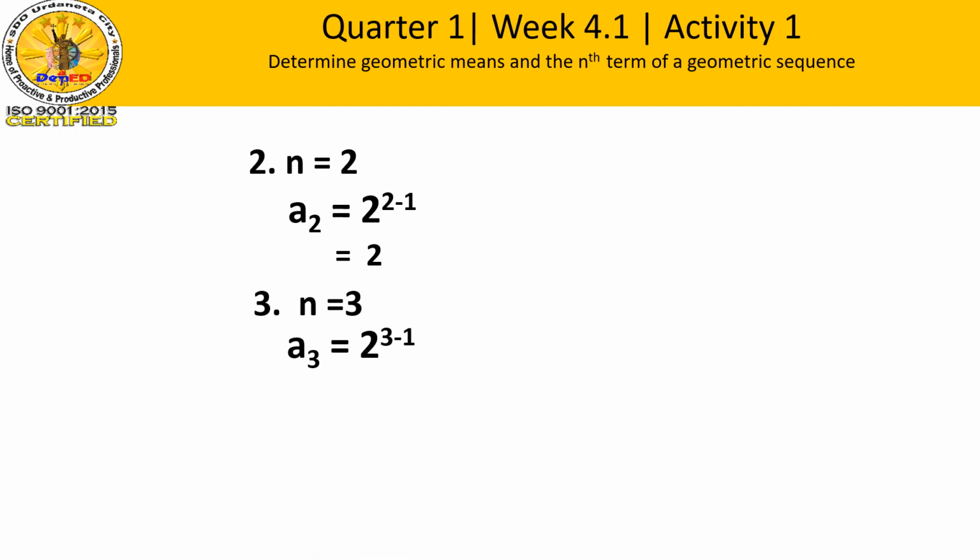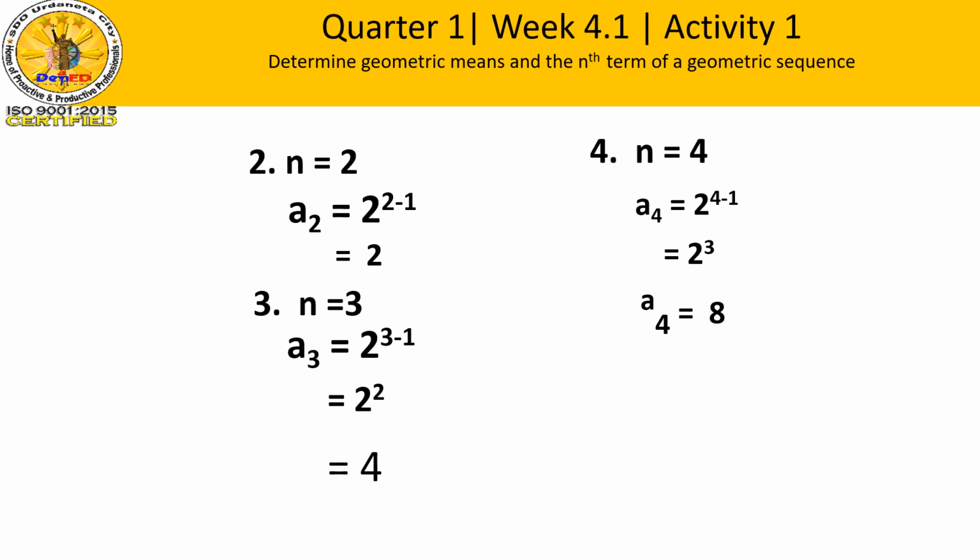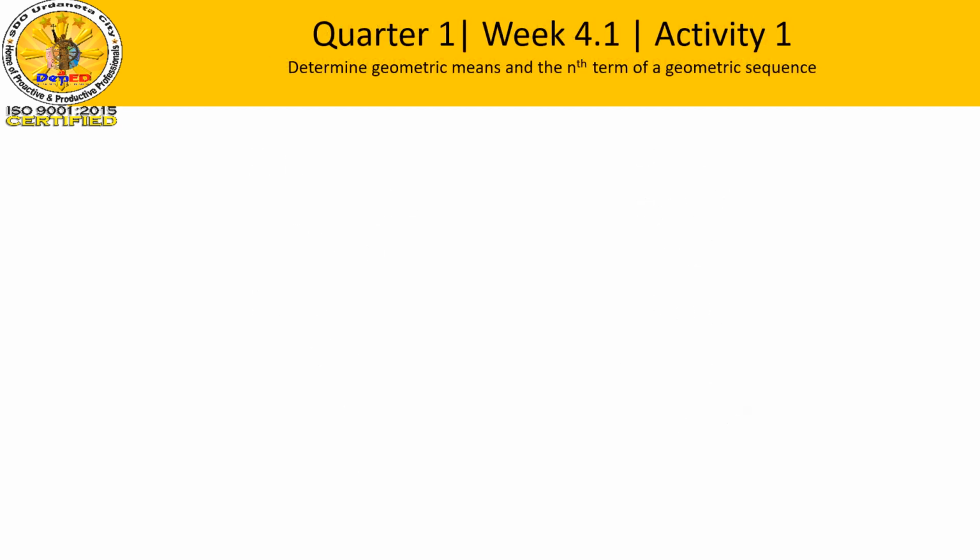When n is 3, a sub 3 is equal to 2 raised to 3 minus 1. 3 minus 1 is equal to 2. Then a sub 3 is equal to 4. When n is 4, a sub 4 is equal to 2 raised to 4 minus 1, then we have 2 raised to 3. Then a sub 4 is equal to 8. When n is 5, a sub 5 is equal to 2 raised to 5 minus 1. a sub 5 now is equal to 16.